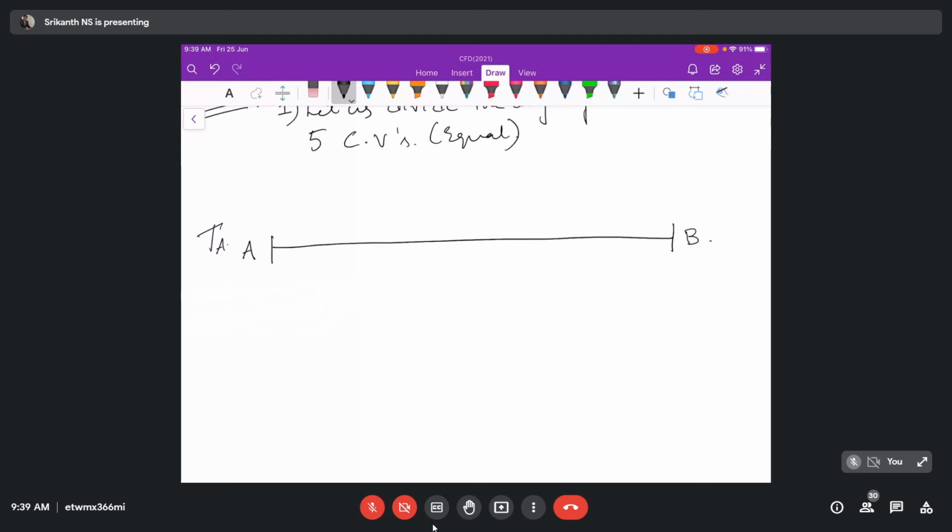So TA, TB. Okay, I will leave. Don't worry, I will create the domain. So see here, 5 control volumes means 5 nodes.